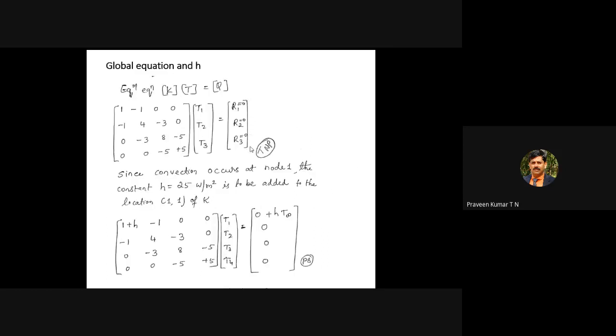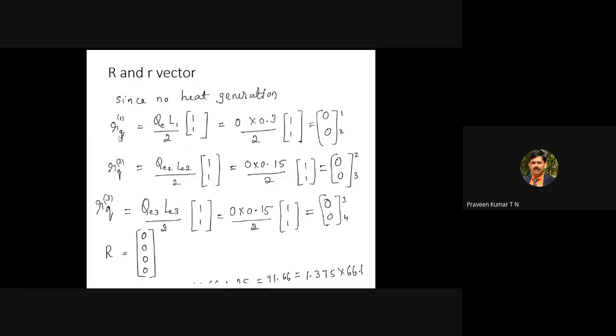R1, 0, 0, 0, 0. So how you are getting 0, 0 is, RQ already you have derived, QE equals LE divided by 2, 1, 1. But L we have, 2 we have, that is a constant, but Q is equal to 0. There is no heat generation within element 1, element 2, or element 3. Hence R1 becomes 0, 0 if DOFs are 1 and 2.